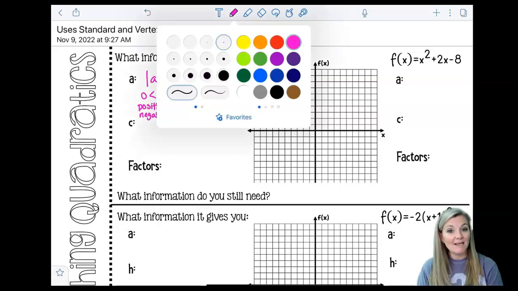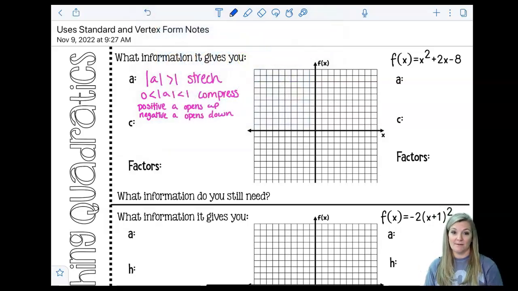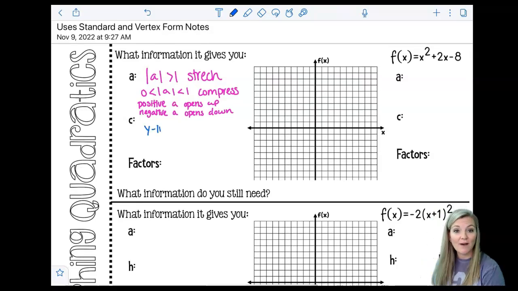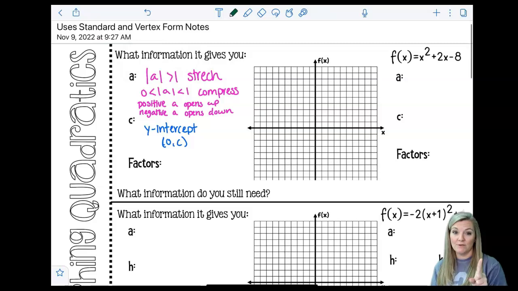But the other thing that standard form has is the C. And the C is your y-intercept. So in vertex form, we were having to plug in to find that y-intercept. In standard form, I don't have to plug anything in. I do have that y-intercept. And so your y-intercept is the ordered pair (0, C). Because remember, y-intercepts are ordered pairs. Don't forget to write them as ordered pairs.